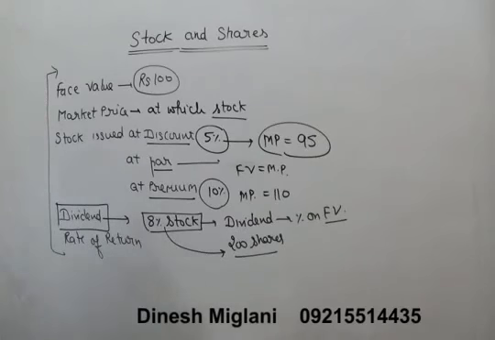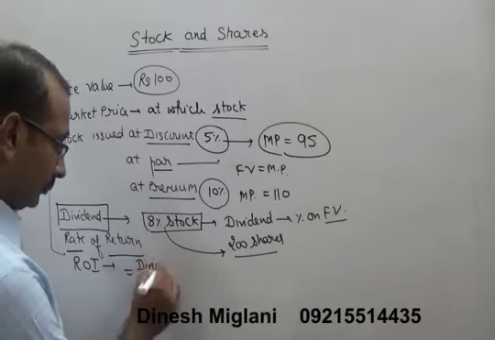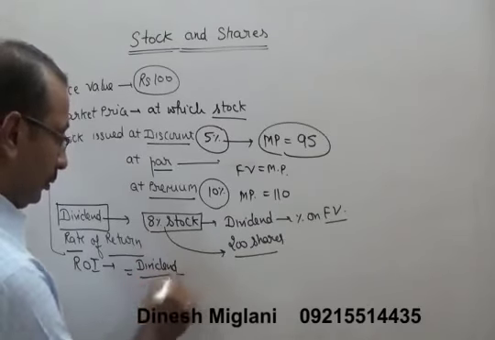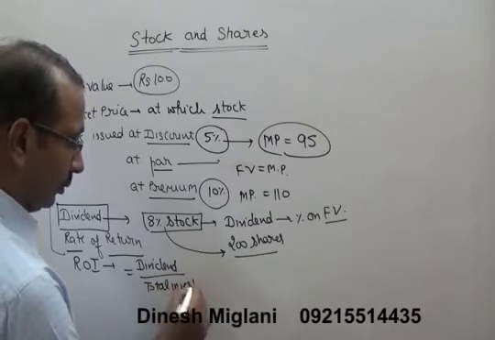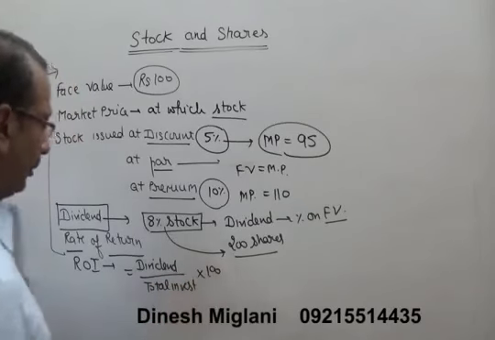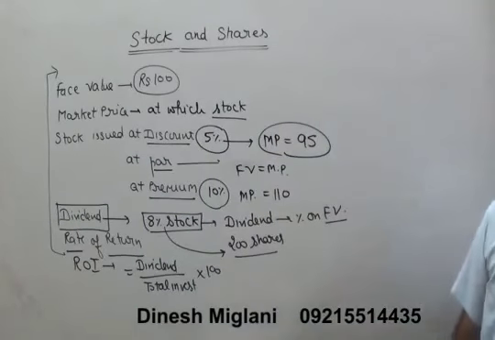The next we have to find is the rate of return, or we can say effective ROI. Sometimes that would be taken as ROI, meaning return on investment. Return on investment is equal to dividend upon total investment into 100. Dividend upon total investment into 100. That is what we say is return on investment.